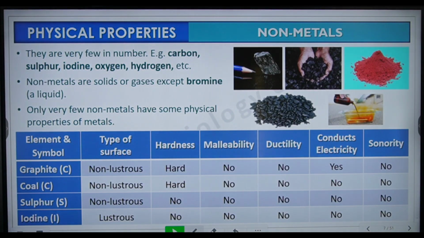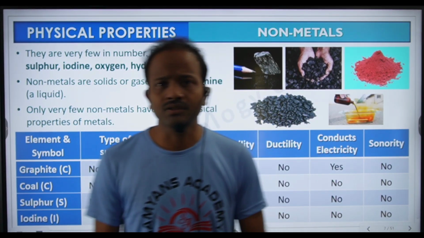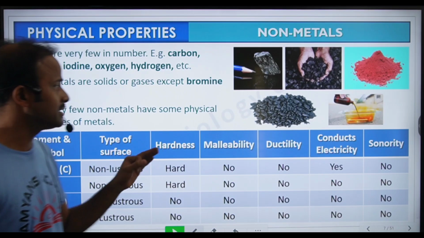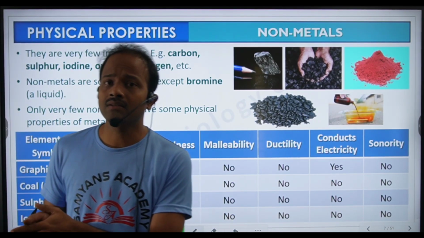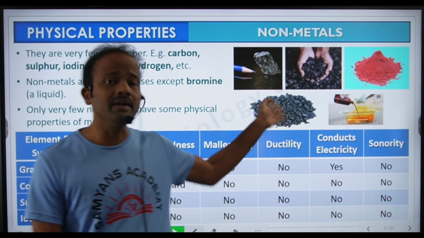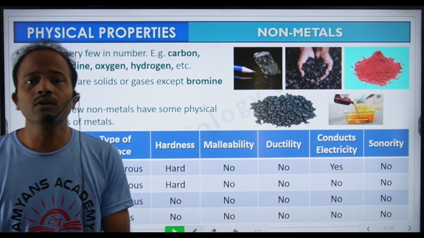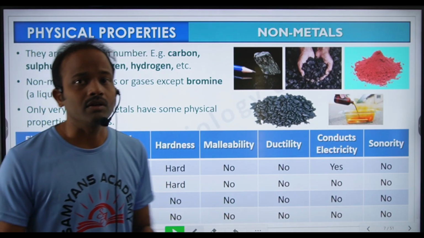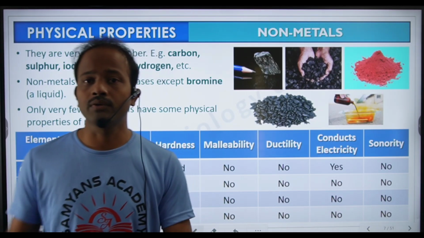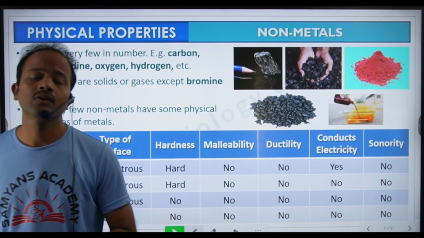Now physical properties in the case of non-metals. By looking at these non-metals, do they have a shiny nature? No, they look dull, quite opposite to metals. Metals are hard in nature and non-metals are brittle. When you hammer them, they turn into powder, right? Non-metals do not produce sound, so they do not have the property of sonority.